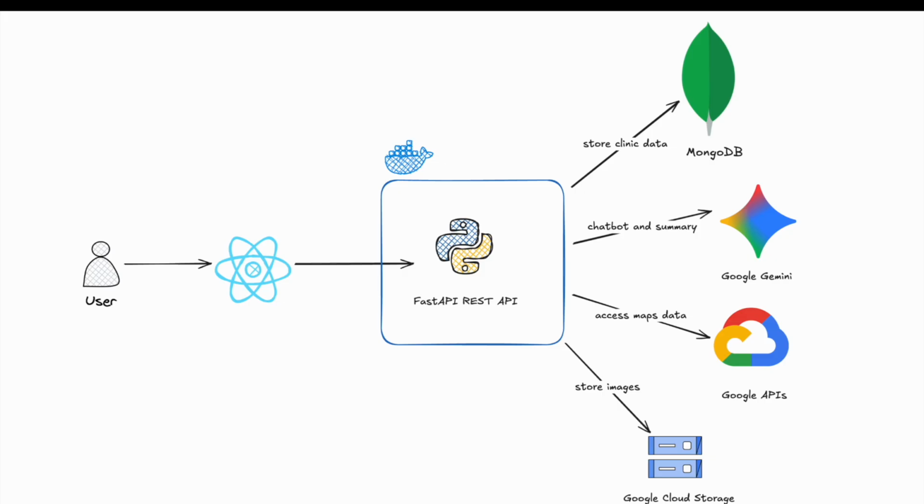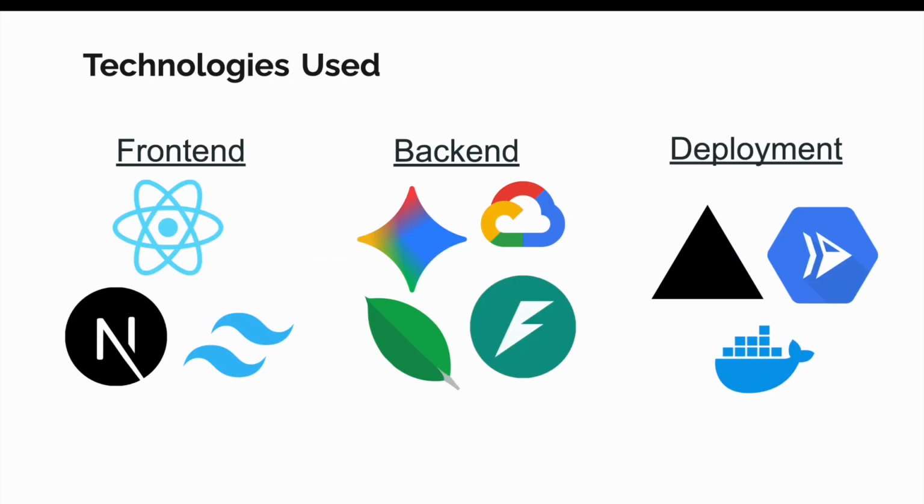This then communicates with MongoDB to store clinic data, Google Gemini for our chatbot and summary, Google APIs for maps data, and Google Cloud Storage to store images. A comprehensive list of the technologies we used: React, Next.js, Tailwind. On the back end, Gemini, Google Cloud, FastAPI, MongoDB. And for deployment, we use Vercel, Google Cloud Run, and Docker.